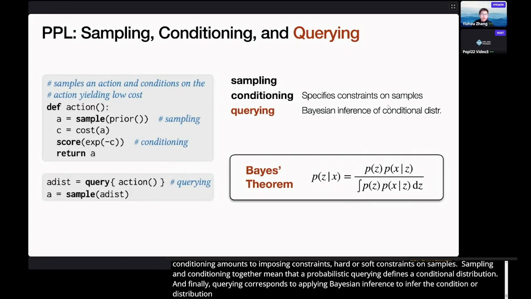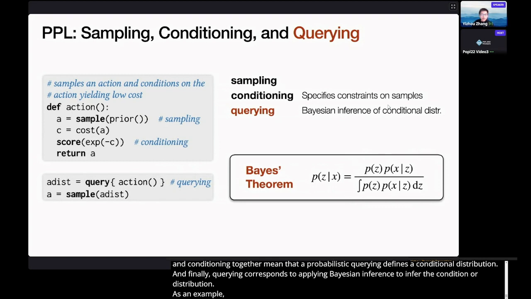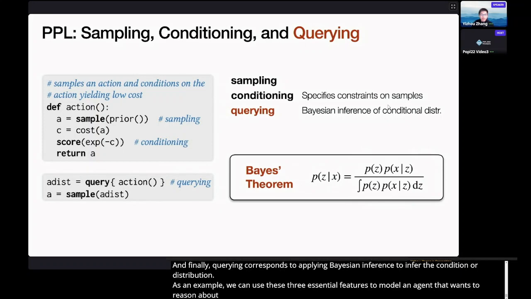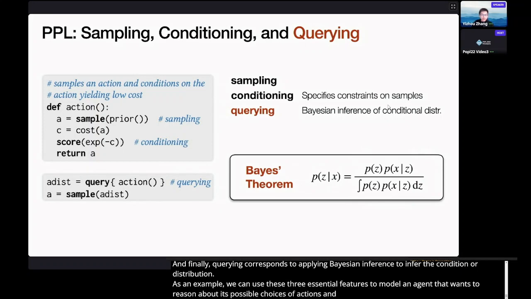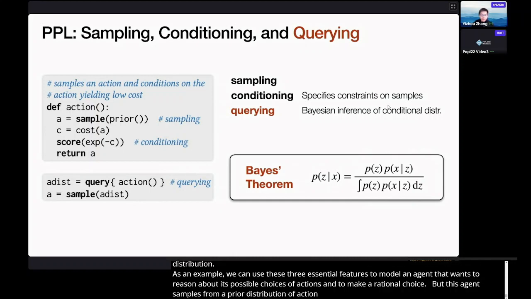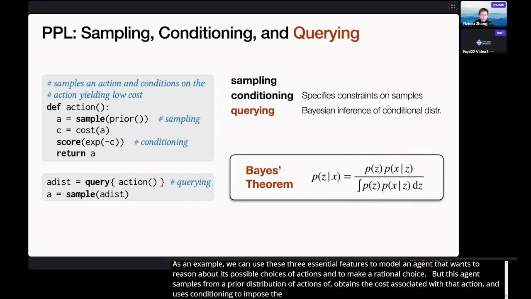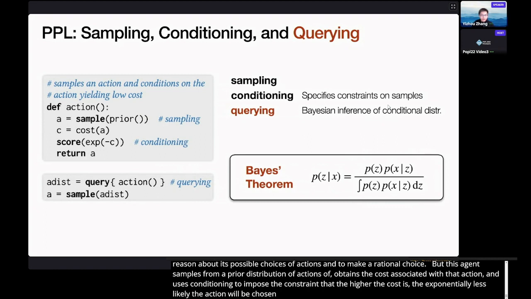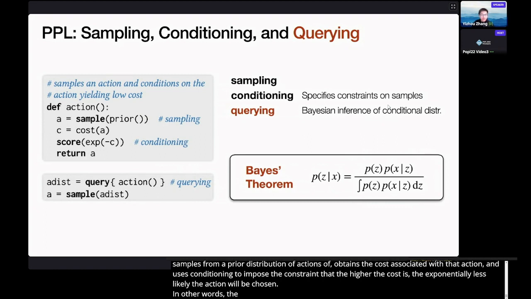So as an example, we can use these three essential features of a PPL to model an agent that wants to reason about its possible choices of actions and make a rational choice. So this agent samples from a prior distribution of actions, obtains the cost associated with that action, and uses conditioning to impose the constraint that the higher the cost is, the exponentially less likely the action will be chosen. In other words, the program is conditioned on the agent being rational and choosing a low-cost action.